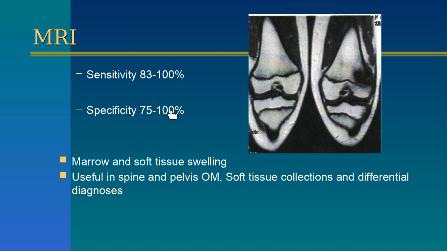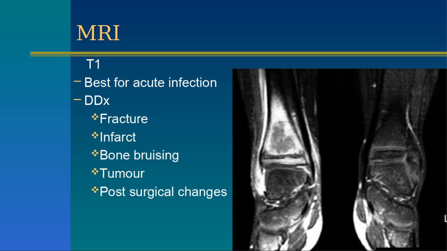MRI, very sensitive and specific, but what's important to note is that your differentials in MRI, you should entertain, because they all look similar, and infection mimics tumors. So when you see these changes, it could be osteomyelitis, or it could be a fracture, an infarct, bone bruising, tumor, post-surgical changes. So this must correlate with the clinical picture, how the patient presented, if they had any procedures done, and on the background of that, it's increasing your suspicion for osteomyelitis.